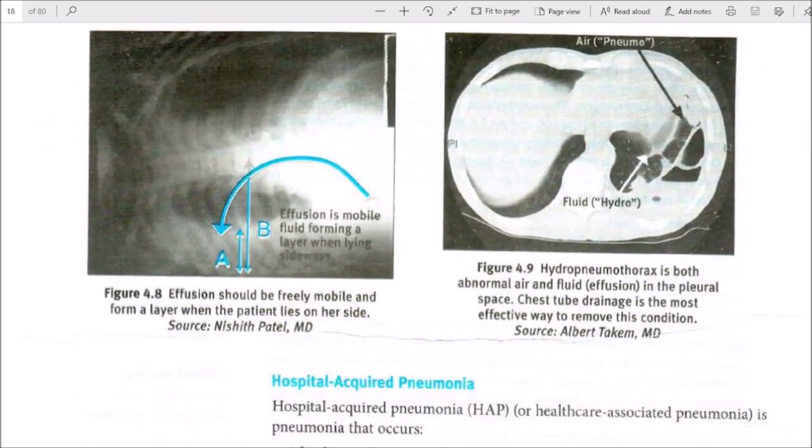Figure 4.8: an effusion should be mobile and form a layer when the patient lies on her side. Effusion is mobile fluid forming a layer when lying sideways. Figure 4.9: hydropneumothorax is both abnormal air and fluid in the pleural space. Chest tube drainage is the most effective way to remove this.